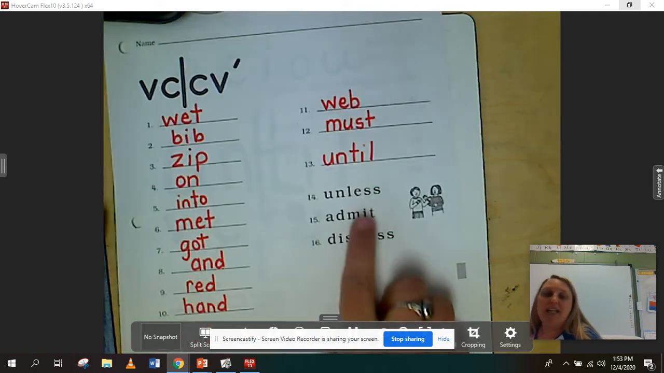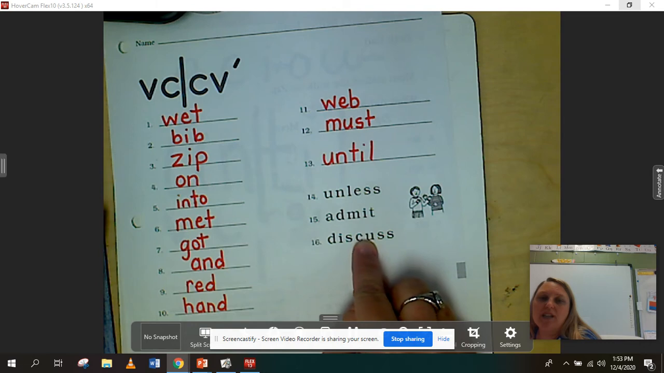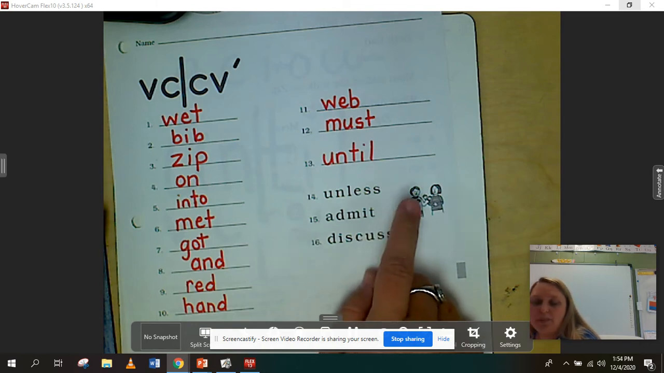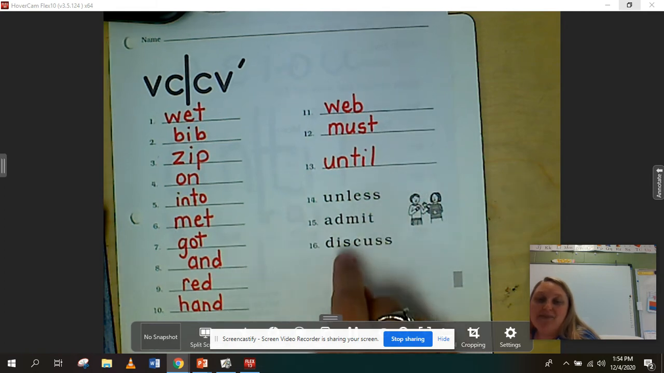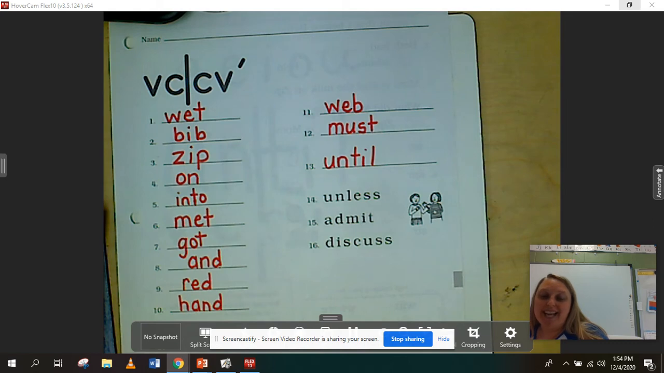All right, so friends, code your 3 words. Draw a line to your picture and then check your work. So pause your video for just a second, code your words, and then come back and check. All right, here we go.